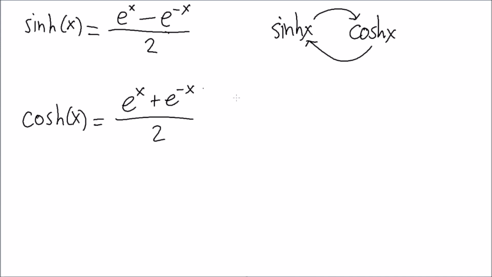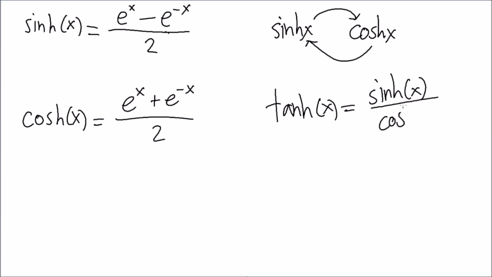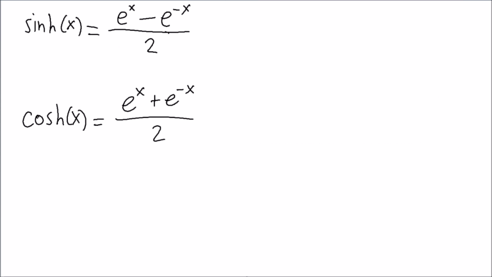So if you're wondering, what is tanh? Everything else is pretty easy. It's the same thing: sinh of x over cosh of x, and that's all that is. Okay, so this is what hyperbolic trig is. It's pretty much in terms of exponential functions.